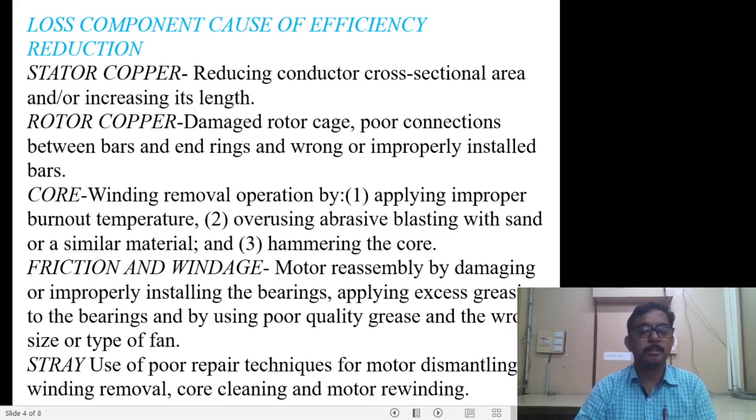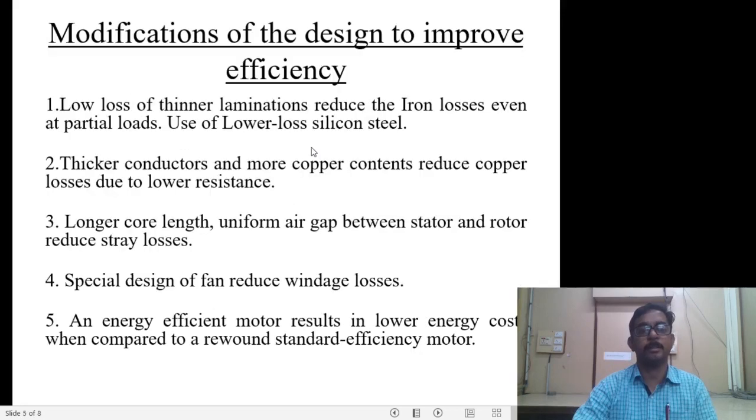Another point is stray losses, that is, the use of poor repair techniques for motor dismantling, winding removal, core cleaning, and motor rewinding. So these are the loss components due to which the efficiency may get affected.